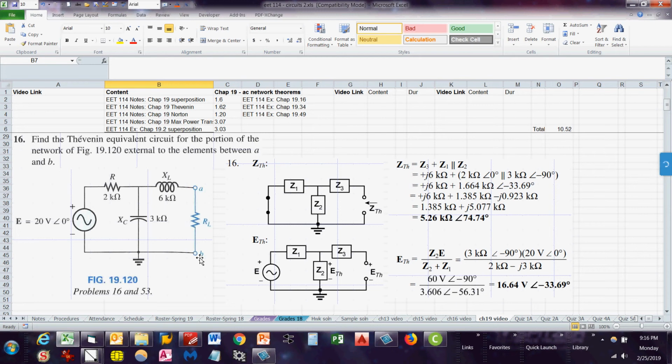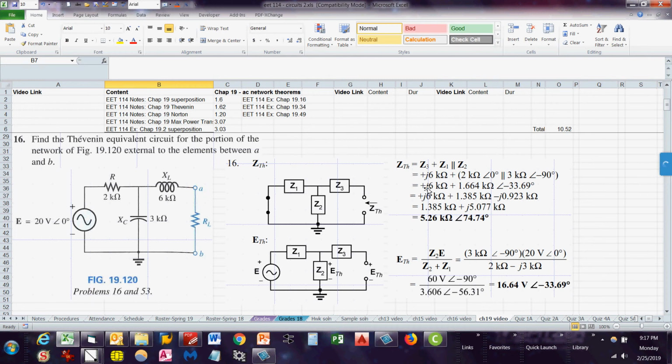The next step is to find the Thevenin equivalent impedance. So what you would do is short out the voltage source as shown here, and then look at the impedance across these two terminals, which is going to be Z1 in parallel with Z2 added to Z3 as shown here.